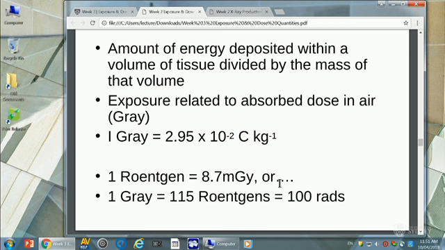Classic examples: a CT lungs would be 10 millisieverts effective dose. A pelvis X-ray would be about 1. A chest X-ray would be about 0.1. But we'll talk more about doses later on.